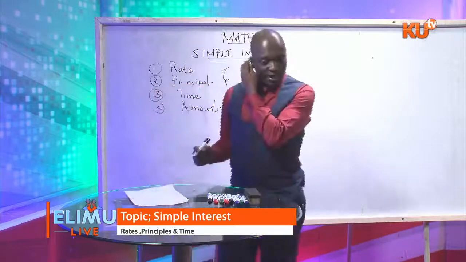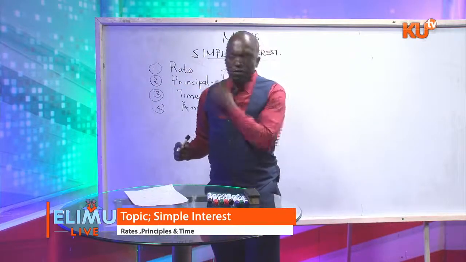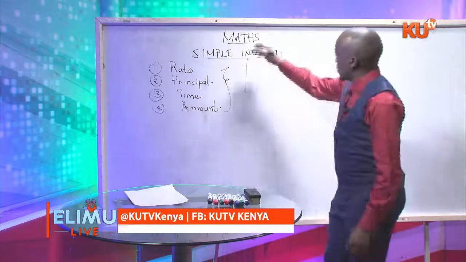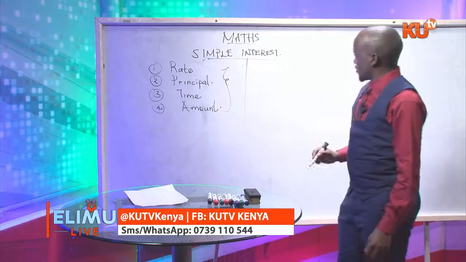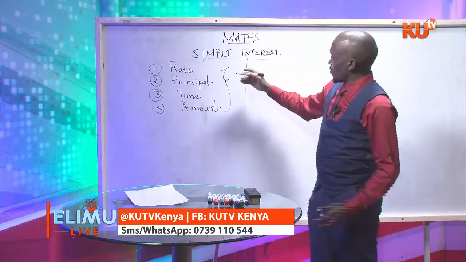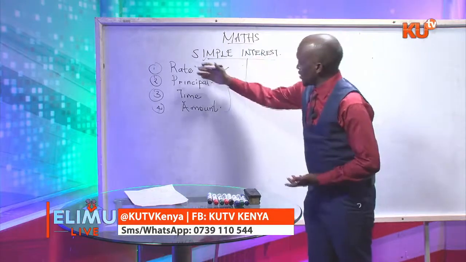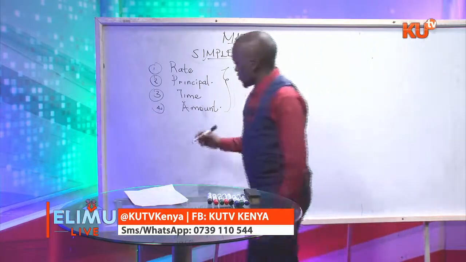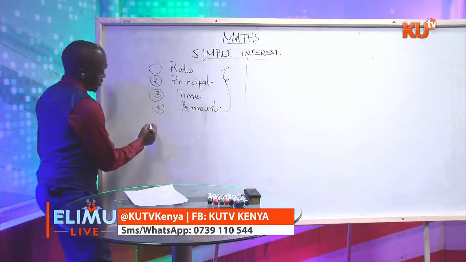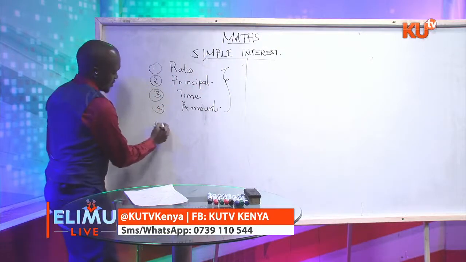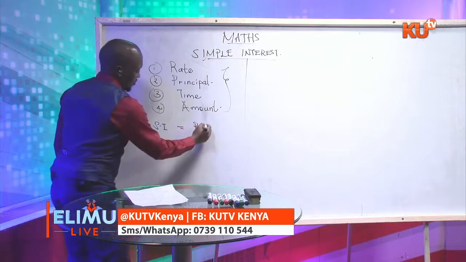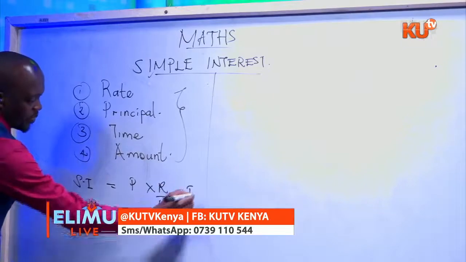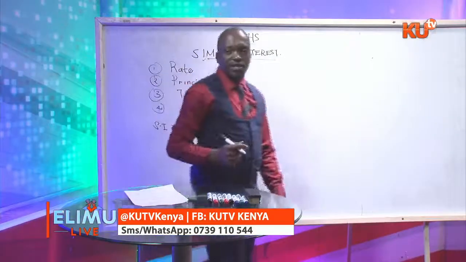So in maths, we always start from known to unknown. That is why I said that my colleagues had taught simple interest. So today, I'll be going to rate, principal, time, and amount. And from the previous lesson, we learned that simple interest is equal to principal times rate over 100 times time. But I don't want to begin it that way.